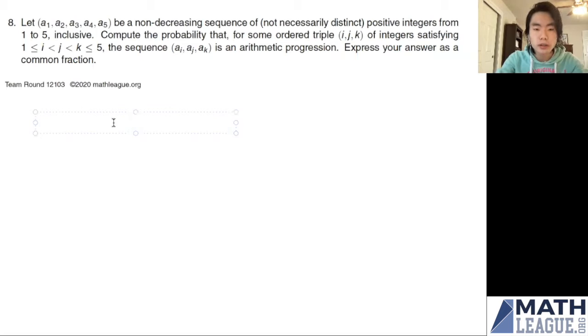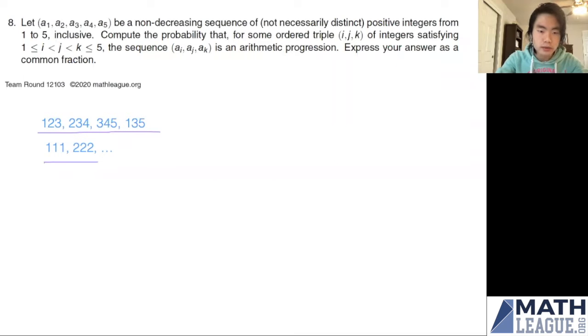We can have an increasing arithmetic progression. So 1, 2, 3; 2, 3, 4; 3, 4, 5; and 1, 3, 5 are all the possible ways this can happen. Or we can have a triplet of numbers, so 1, 1, 1; 2, 2, 2, etc. And so we're looking for cases where either of these happen.